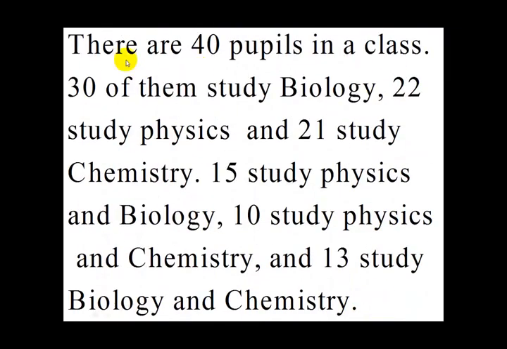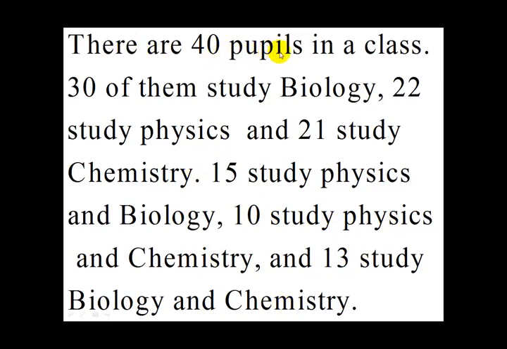Now let's look at this problem. There are 40 people in a class. 30 of them study Biology, 22 study Physics, and 21 study Chemistry. 15 study Physics and Biology, 10 study Physics and Chemistry, and 13 study Biology and Chemistry. Now I go over the question.